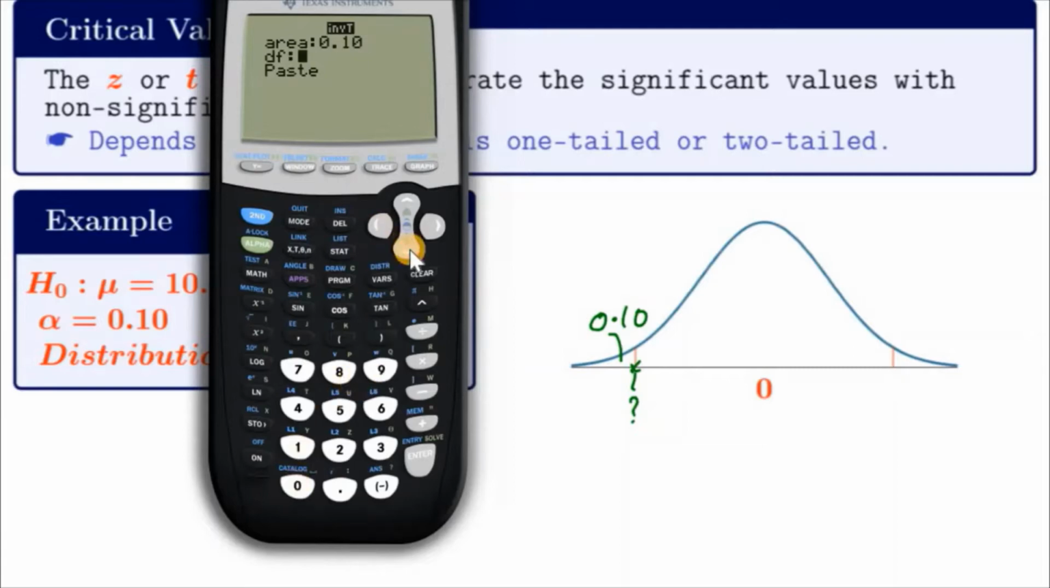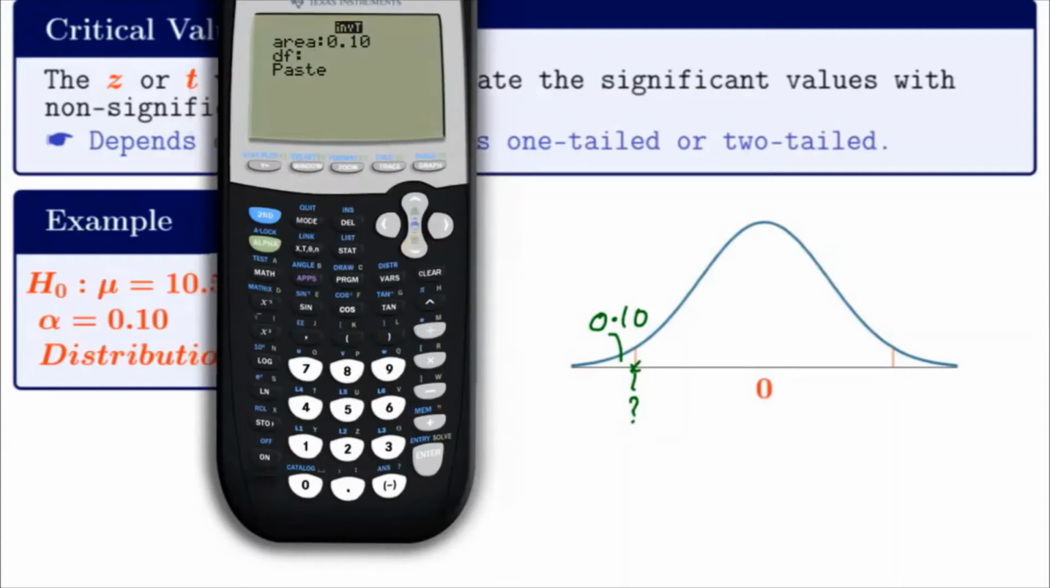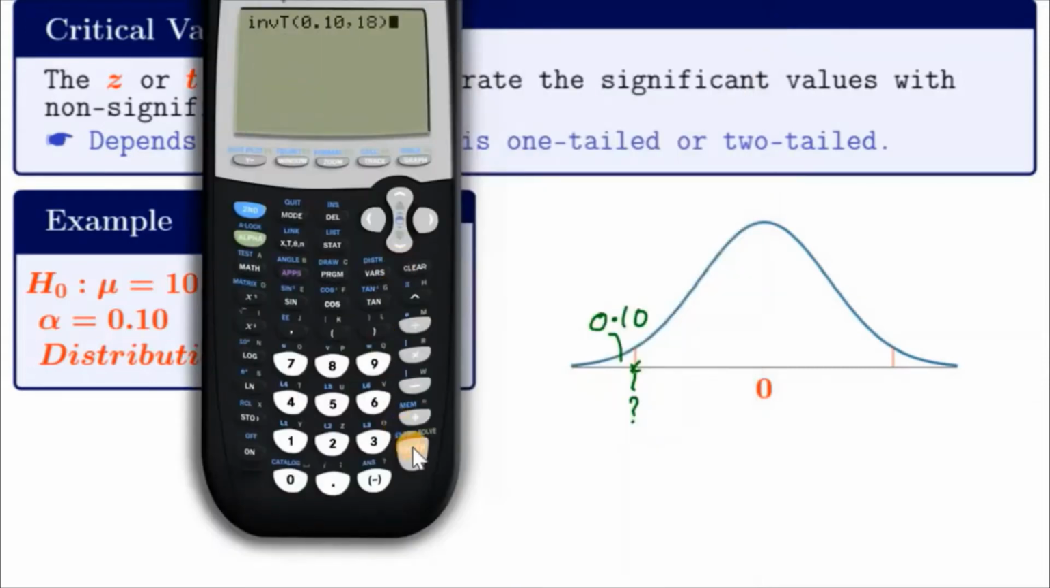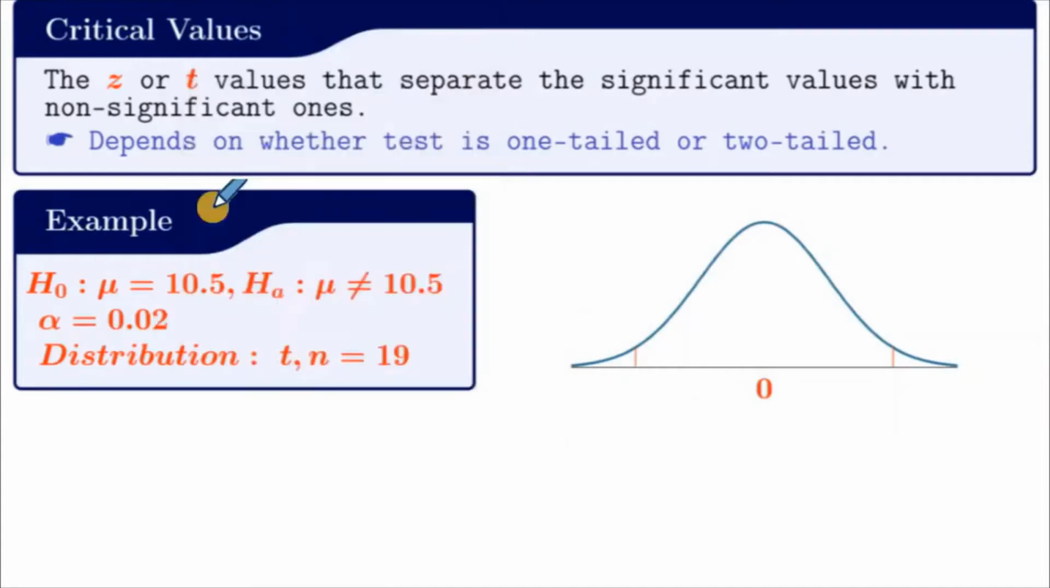And it takes degrees of freedom, which is n minus 1. So in this case, our n is 19, which is given right here. So our degrees of freedom is 19 minus 1, which is 18. Then hit enter. Okay. So this gives us negative 1.331, and that's the critical value. So this point here is negative 1.331.